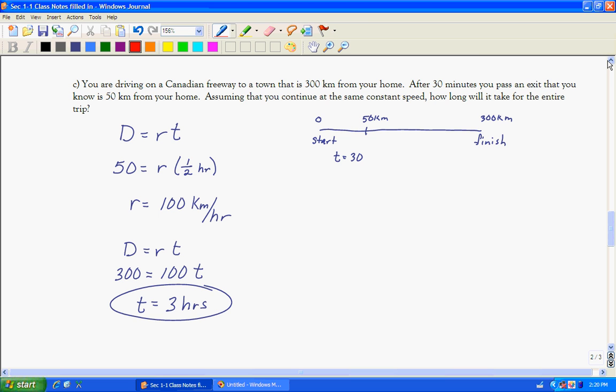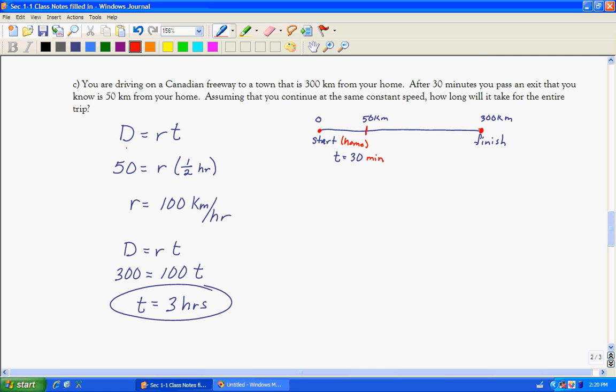So we're going to break this into 2 different parts. I like to draw a little picture. Here's the start, which represents home. And then here's our end, which is 300 miles. That's our finish. And we know after 50 kilometers that time is 30 minutes from our house.